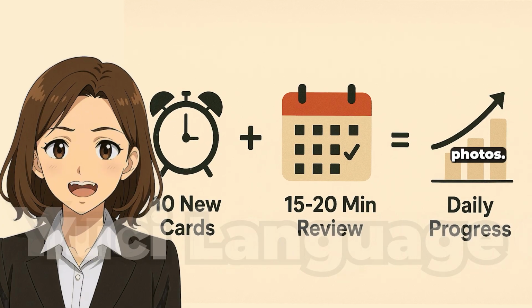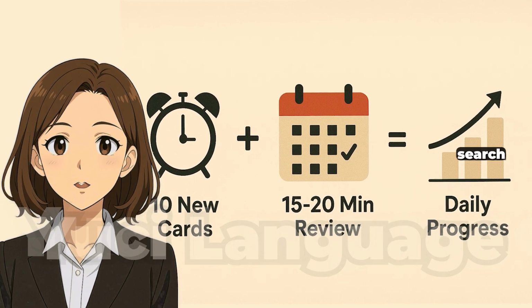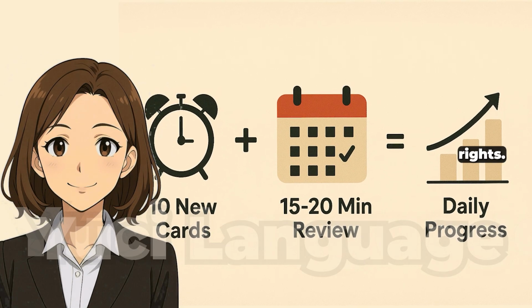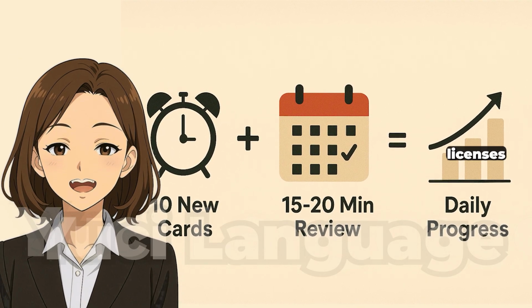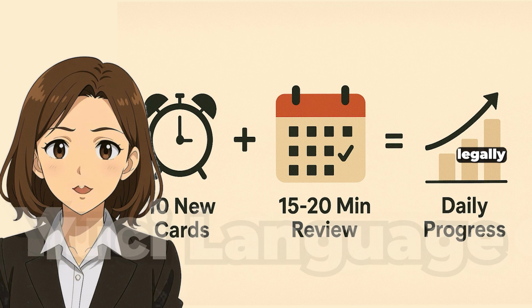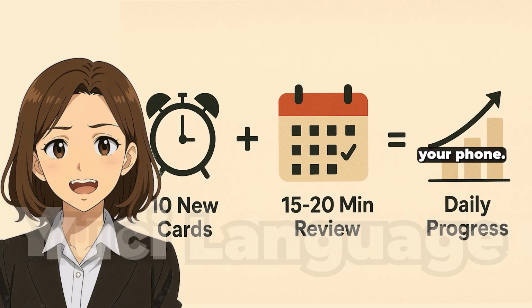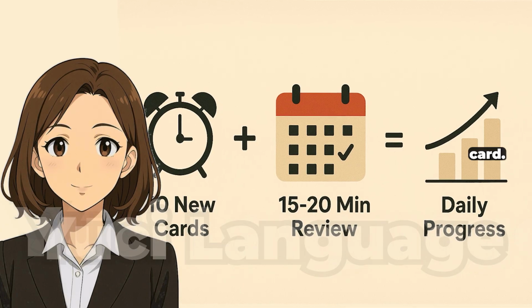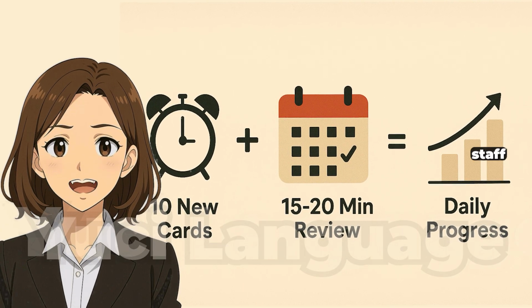Pexels.com. Free stock photos. High quality. Easy to search. Google Images. Use the search tools to filter by usage rights. Select Creative Commons licenses to find images you can use legally, or take your own photos. Use your phone. See a dog on the street? Take a photo. That is your perro card. See a coffee cup? That is your taza card.